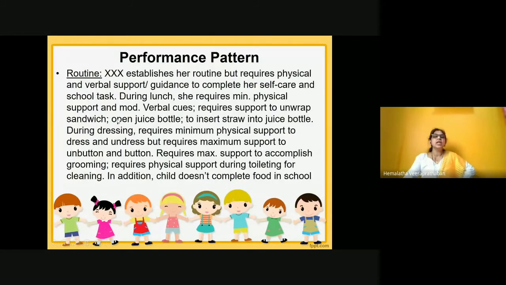His routine evaluations reveal he requires a lot of physical and verbal support and guidance to manage self-care and school tasks. During lunchtime, he does not complete his meal. The mom's COPM prioritization was feeding, so she was complaining about the feeding. He doesn't know how to open the sandwich or juice bottle and requires complete physical support. He doesn't know how to insert the straw. During dressing, he requires maximum support to button and unbutton.